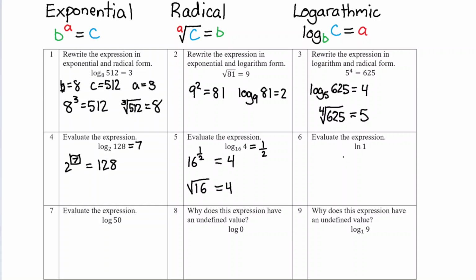Number 6, evaluate this expression. ln of 1 is 0 because all logs of 1 are 0, unless it's log base 1, in which case that's undefined. We'll talk about that on number 9. And the reason is, again, it's some base. In this case, ln means log base e. So we have log base e of 1. And the reason that equals 0 is because it is e to the power of 0 equals 1.